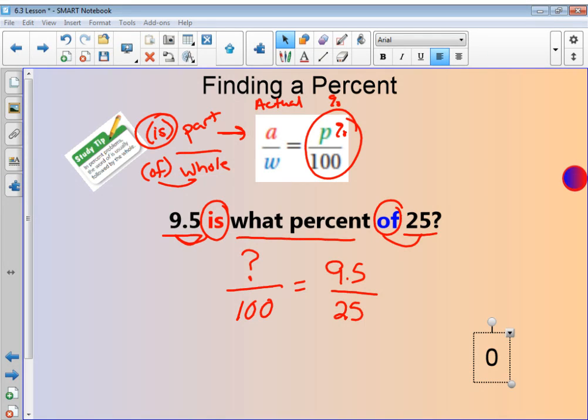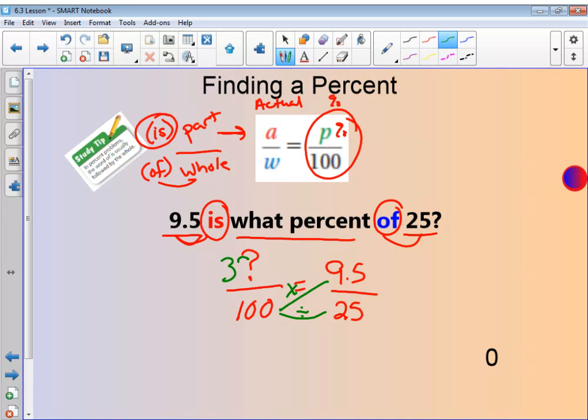So we're going to do our 9.5 times 100, and then we're going to divide by 25. So pull my calculator back up here. 9.5 times 100 and then divide that answer by 25 gives me 38. So I just found out that my answer is 38%.